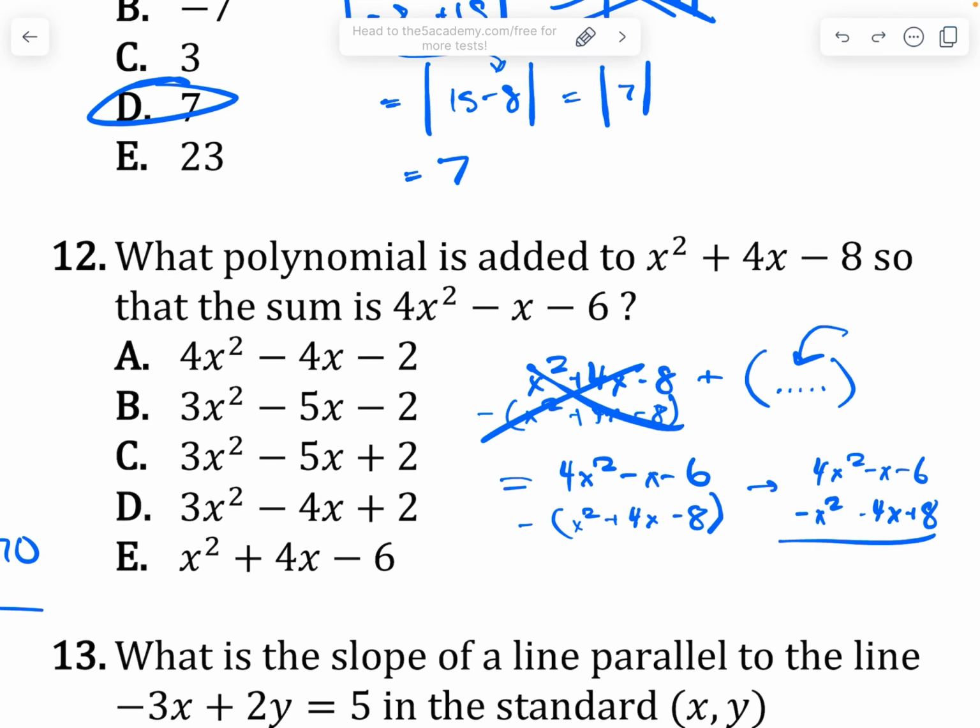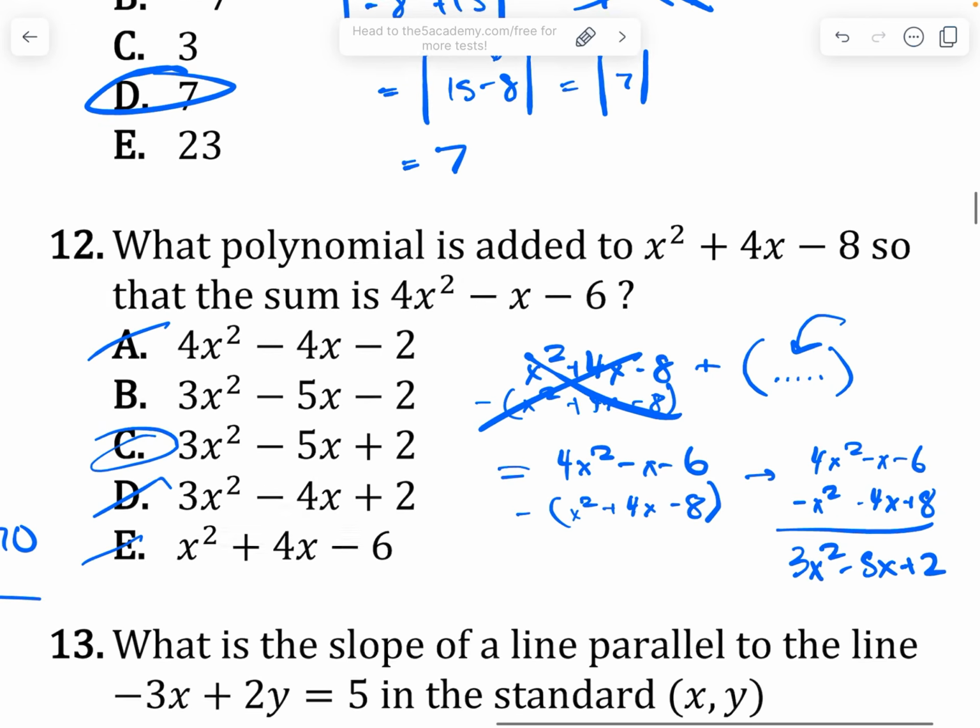So 4x squared minus x squared, 3x squared. Okay, so immediately we can cancel out answer options. Negative x, negative 4x, negative 5x. That's out. Negative 6 plus 8 is plus 2.